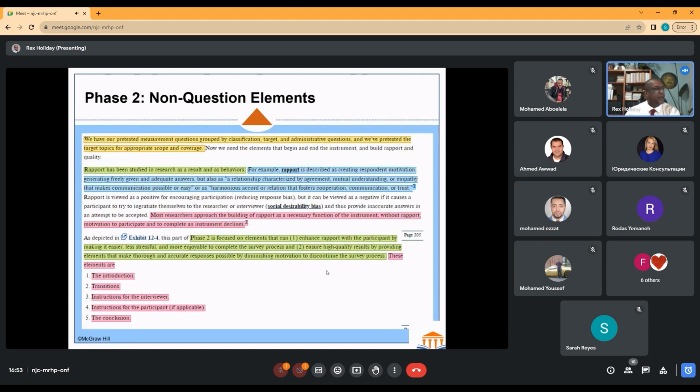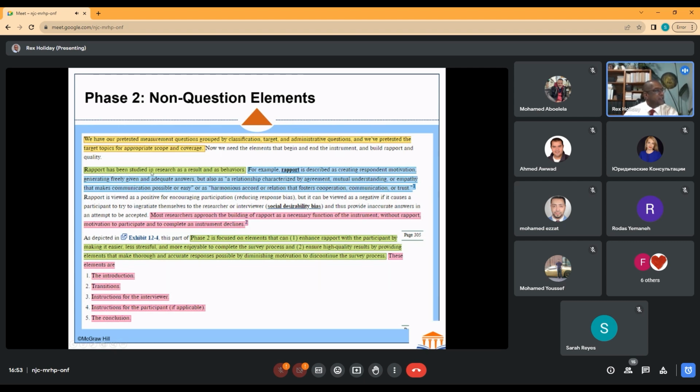Okay, let's try to crunch this in before we time out. I have to go on break. So the non-question elements. All right. So we have our pre-tested measurement questions grouped by classification, target, and administrative questions. And we've pre-tested the target topics for appropriate scope and coverage. Okay, so now we need the elements that begin and end the instrument and build rapport and quality.